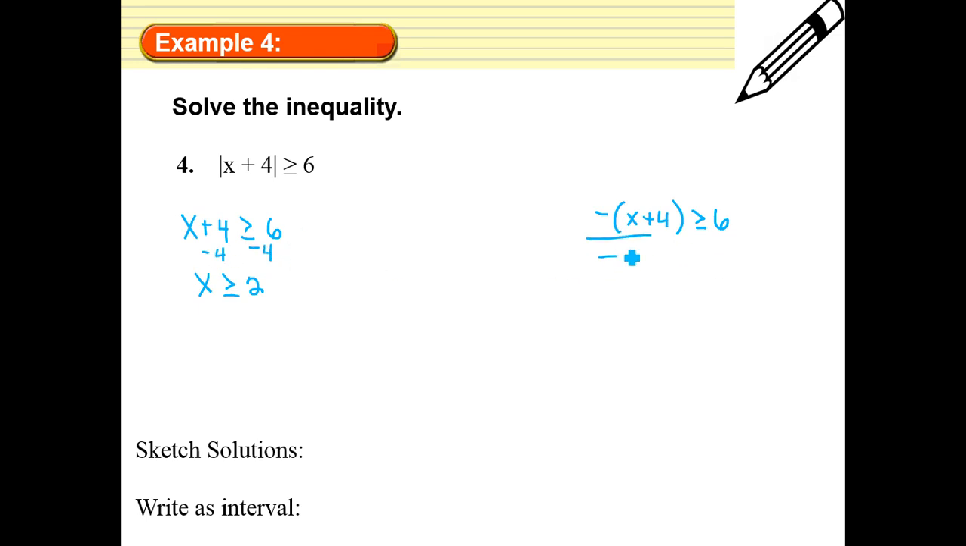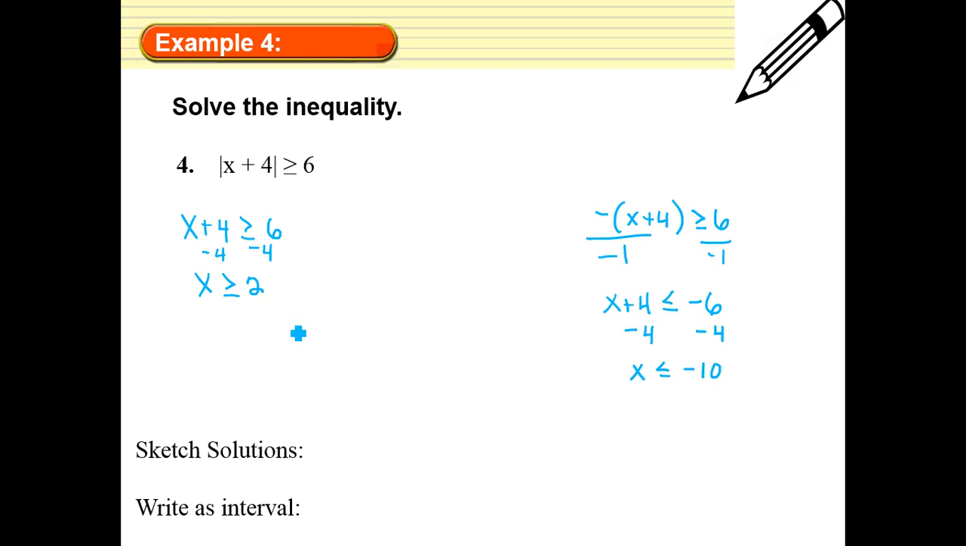And over here, I'm going to divide by negative 1. So I'm going to have x plus 4, let's see here, going to flip my inequality because I'm dividing by a negative. So 6 divided by negative 1 is negative 6. And I'm going to subtract 4 from both sides. And I get x is less than or equal to negative 10.